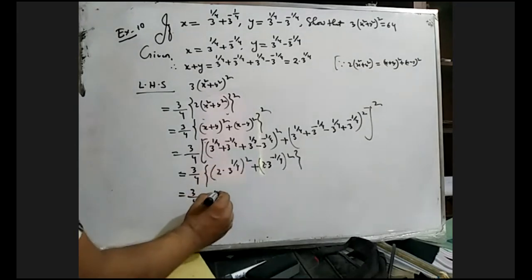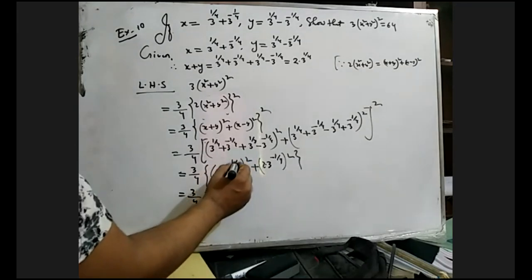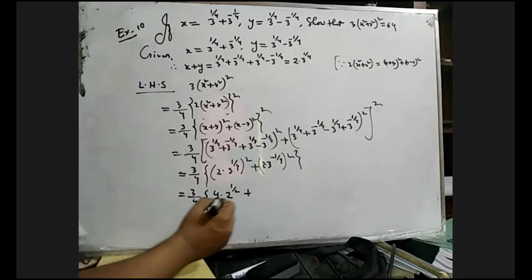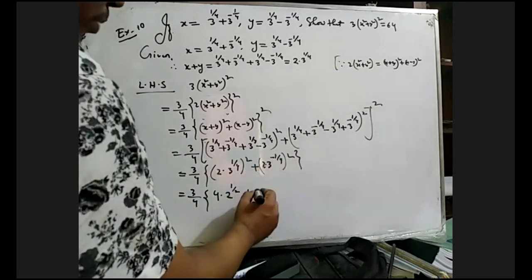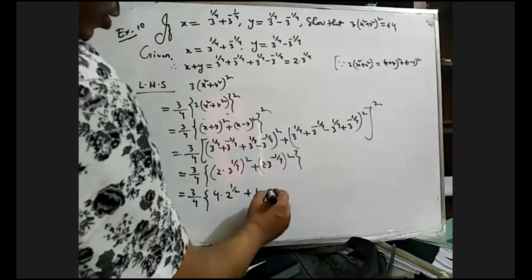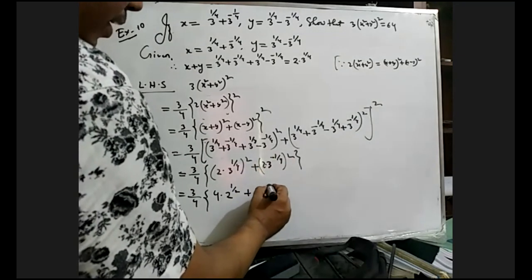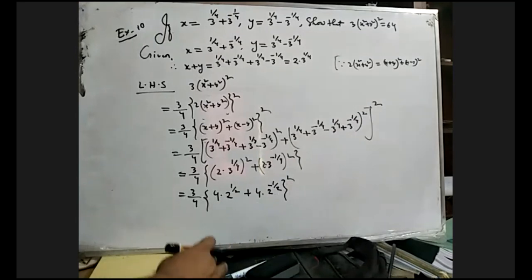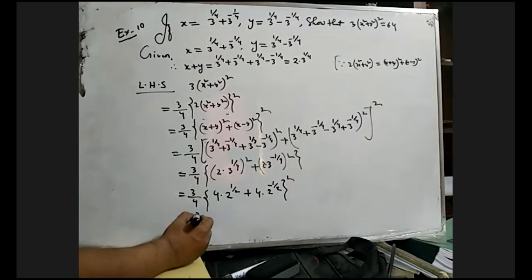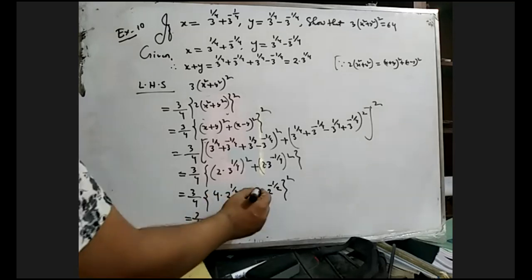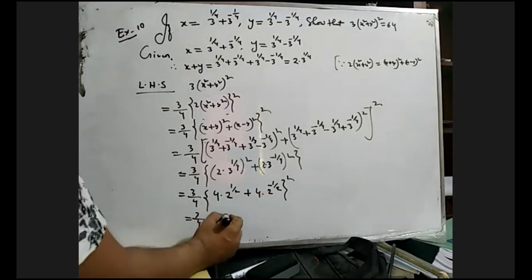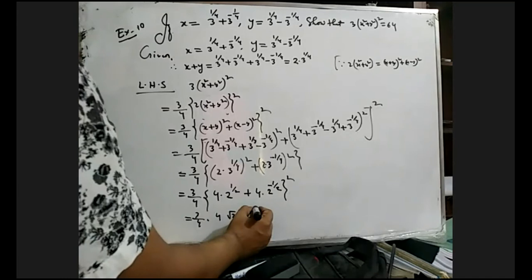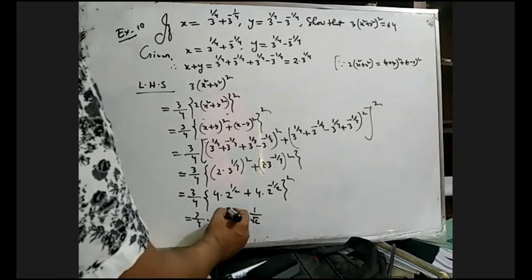So 2 square means what? 4. And 3 to the power 1 by 4 into 2, what? 3 to the power half, plus 2 square means what? 4. And 3 to the power minus half, whole square. So 3 by 4, and taking 4 common, we get what? This is root over 2 minus 1 by root over 2.